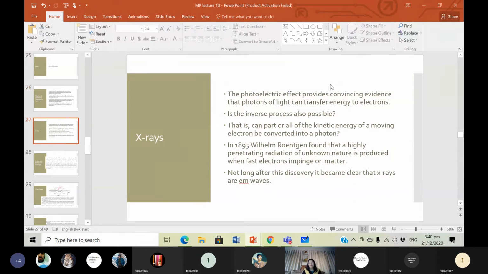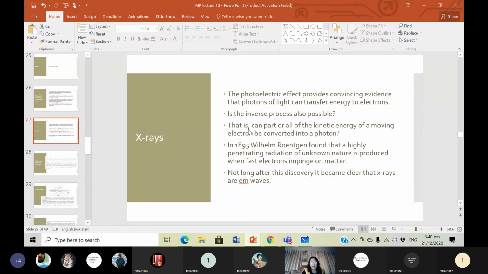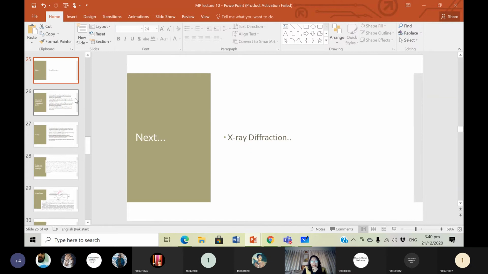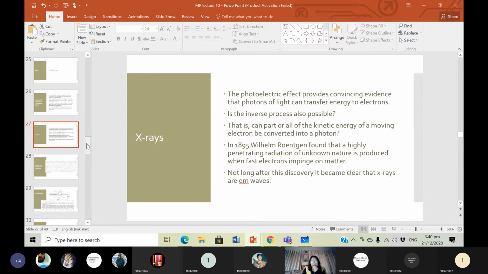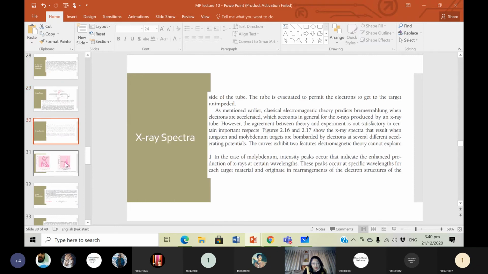But at any one time, light will exhibit either wave properties or particle properties. So now we talk about X-rays. Why are we interested in X-rays? Because X-ray diffraction will show the wave properties of X-rays, okay?